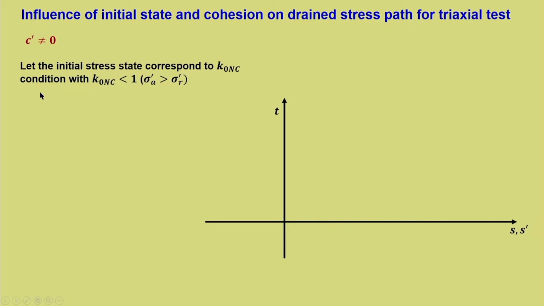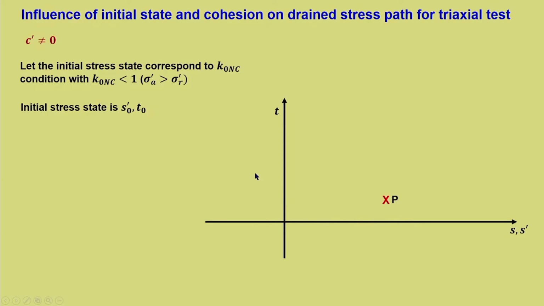Now, let us try to understand the influence on stress path because of the initial state and cohesion. The initial stress state is given by S naught dash and T naught. So, the initial point corresponds to the K naught line. If you draw a line here, K naught and C, this initial stress state falls on that, and it is clear that the K value is less than 1. We have already seen in the previous lecture that if K value is less than 1, which corresponds to sigma A dash greater than sigma R dash, it will be in the upper part or in this particular region. So, this is our starting point P.